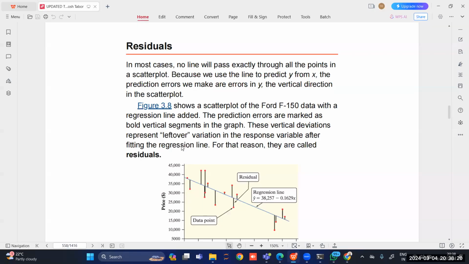So we'll show the definition. Residual. See, figure 3.8 shows a scatter plot of the Ford 5150 data with a regression line added. The prediction errors are marked as bold vertical segments. Prediction error, the errors that there are in the prediction.